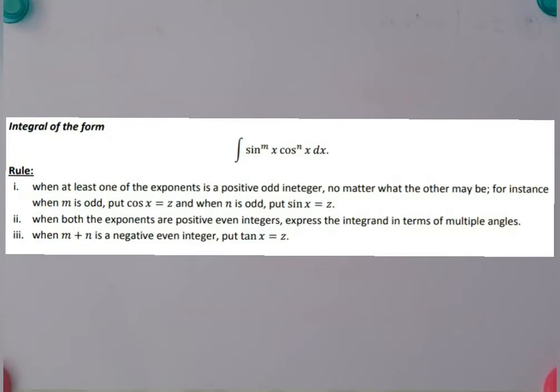The second case says when both the exponents, m and n, are positive even integers, then express the integrand in terms of multiple angles. That's very easy for you. Next is, when m plus n is a negative even integer, you have to put tan x equals z. So I hope the rule is clear to you. If it is clear, let's begin with the sums based on this particular type of integral.